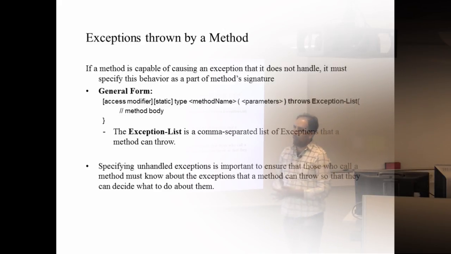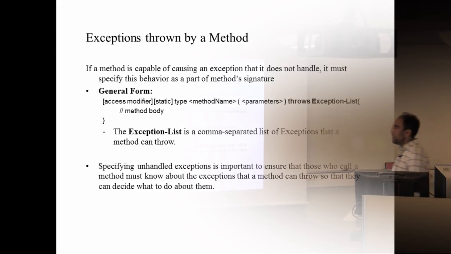Then another feature provided by Java, which is not exactly to handle the exception, but a way to declare that if you are not handling an exception by using the try, catch, or finally block, but there is a likelihood that a method is going to throw an exception, then you must specify that in the method signature. So if a method is capable of causing an exception but doesn't handle it, then the method must specify that it is likely going to throw an exception.